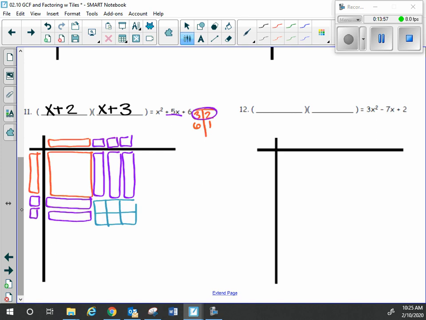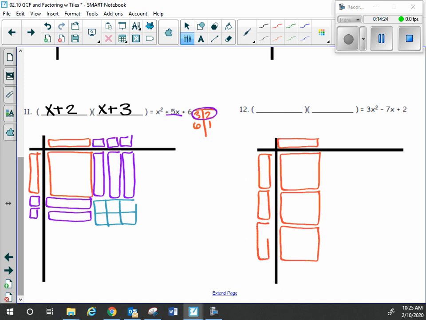3 times 1. So you can set them side by side or stack them. Okay. So what's the top value going to be? X. What's the side value going to be? 3x. I hear people packing up, but I'm not done. This bench is not done, Sam.